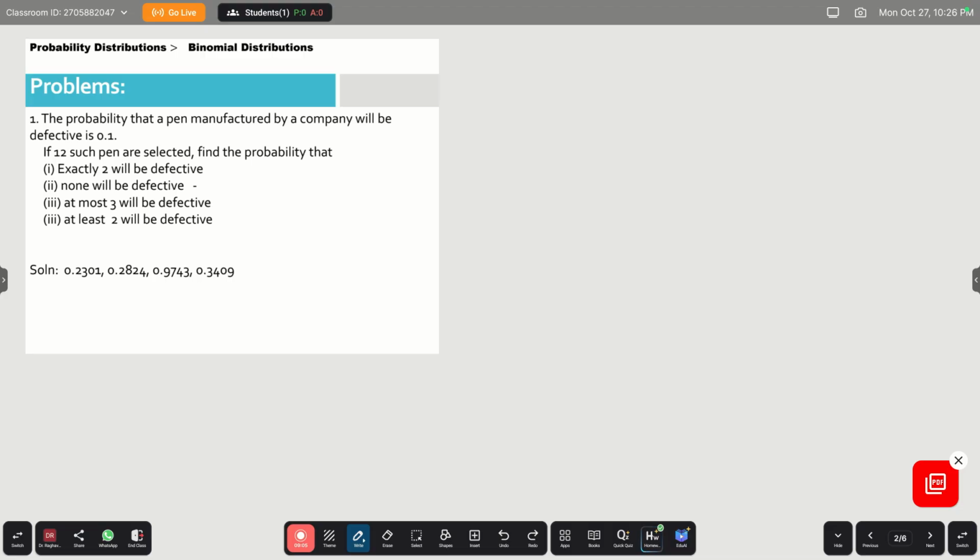So I'll take an example of this question, what I have written in the slide. The probability that a pen manufactured by a company will be defective is 0.1. If 12 such pens are selected, find the probability that exactly 2 will be defective, none will be defective, at most 3 will be defective, at least 2 will be defective. So 4 different questions are given, and we have to just understand what is n, and what is p, and what is x.